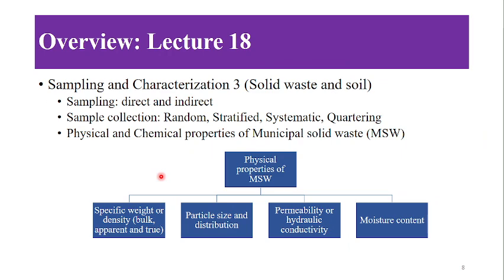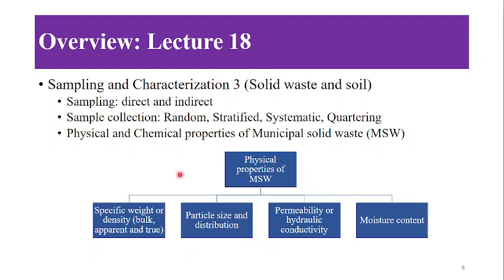Lecture 18 was about the characterization and sampling of solid waste and soil. Here also there is direct and indirect sampling. Direct sampling is taking the sample through the direct source where the solid waste is generated, and indirect sampling is taking it not through the direct source, but where the solid waste is collected. Next is sample collection, which can be random, stratified, systematic, or the quartering method. This has been discussed.